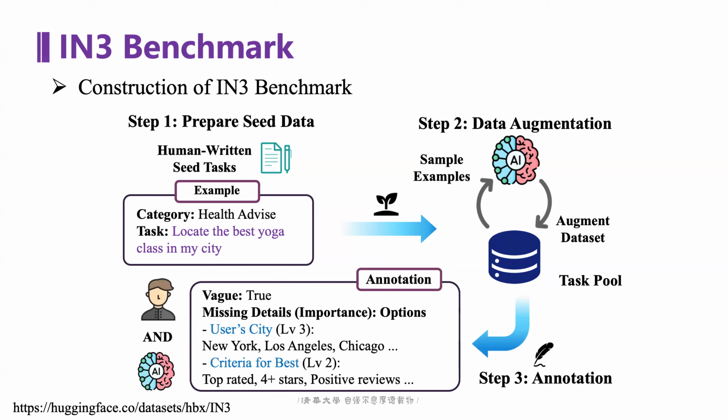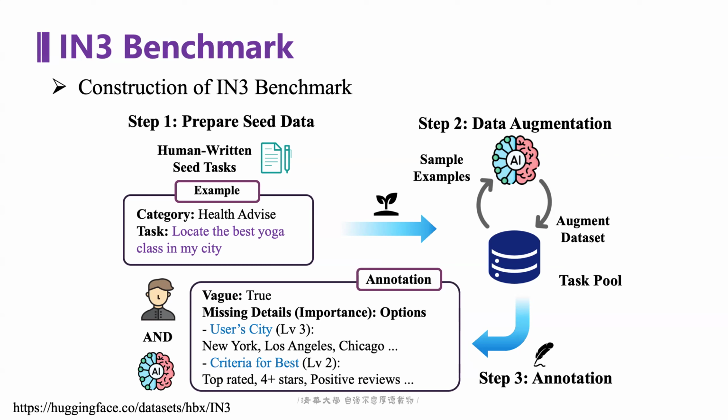And finally, after we get all of these tasks, we conduct human annotation on whether the task is vague or not. And if the task is vague, what are the missing details? What is the importance of each missing detail? And are there some answer options for this specific detail? The example we give here is the user's city and the criteria for the best. These are the two missing details of this task.